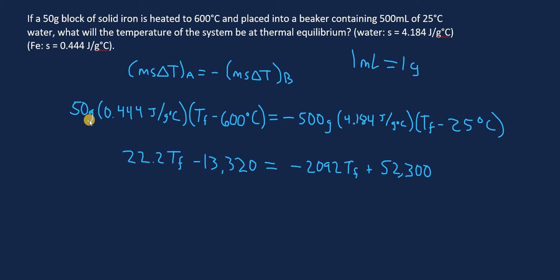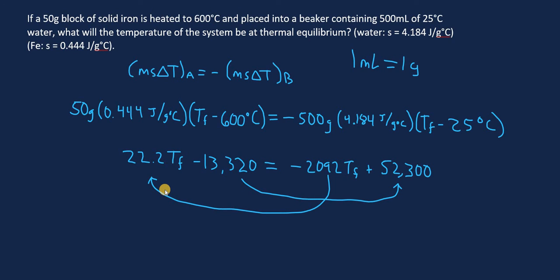And again, to do that, you just multiply that 50 times the specific heat, and you distribute that number to Tf and to the initial temperature, and that's the same on both sides of this equation. So now go ahead and combine like terms. I'm going to add this minus 13,320 to this side and combine it with this number, and I'm going to add this negative Tf value over here.